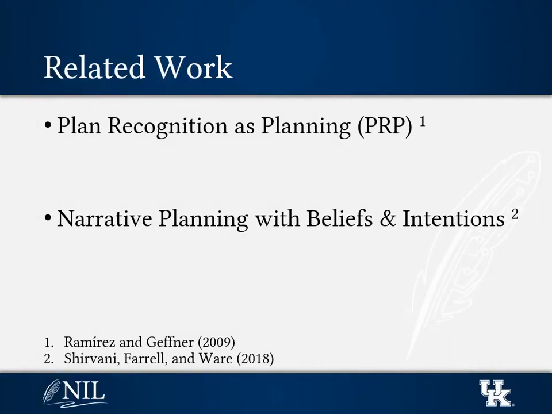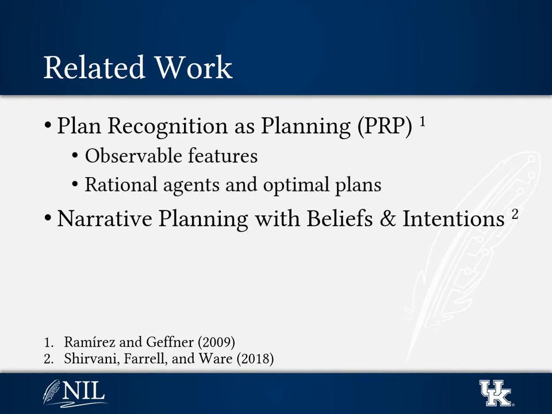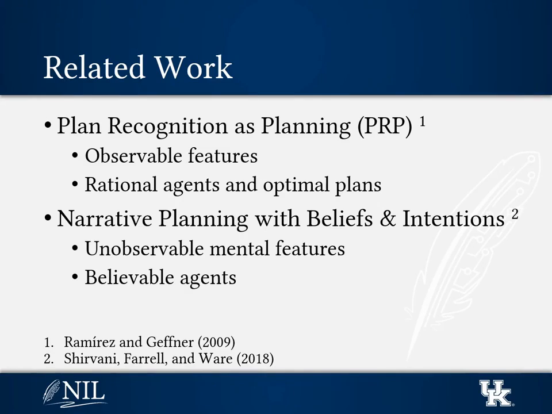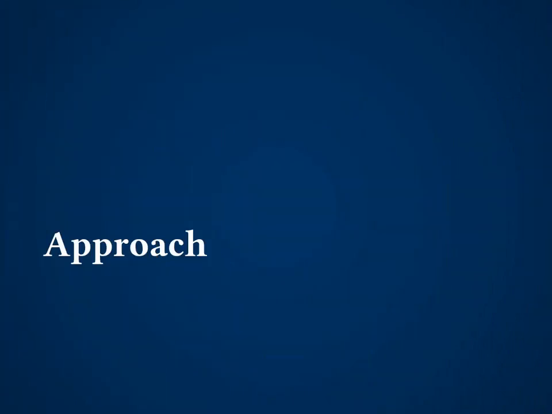We augment Ramirez and Geffner's influential plan recognition as planning framework with previous work from our lab on narrative planning with beliefs and intentions. The main difference between these two bodies of work is that traditional plan recognition has focused on the observable features of agents and their environments, and assumes that rational agents are attempting to form optimal plans. In this work, we focus on unobservable mental properties of agents, namely their beliefs and intentions, and we assume that agents will act believably, even if not optimally. For example, when agents hold wrong beliefs, we expect them to act on those beliefs, even if this would result in a suboptimal plan.